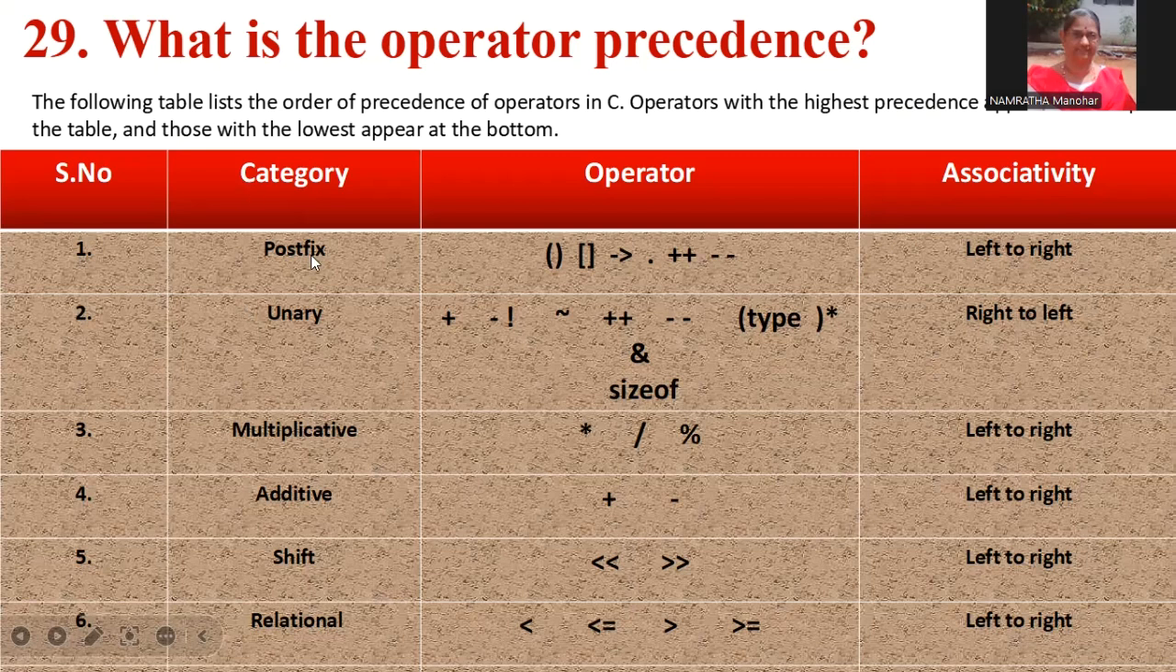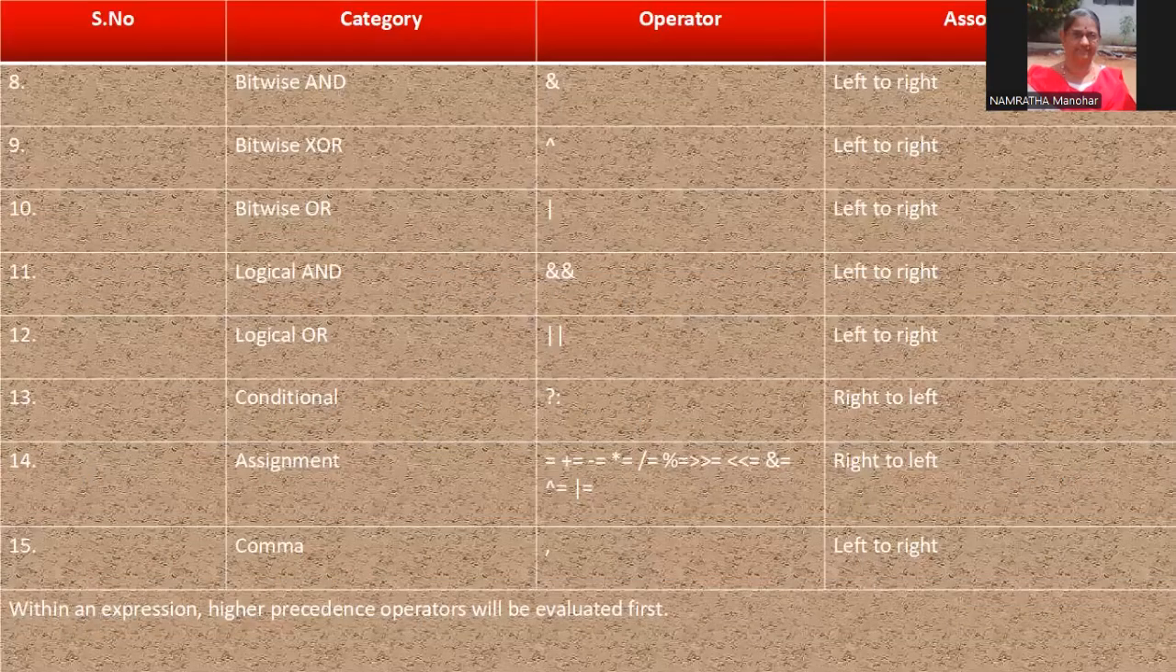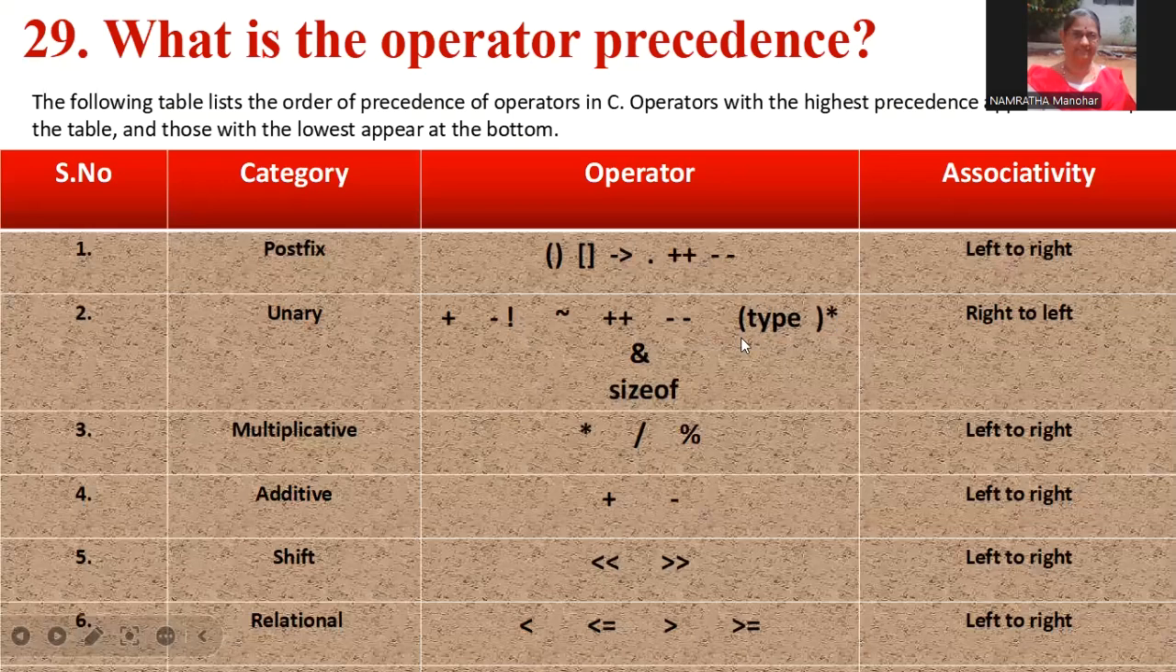So we have the category postfix. You have the various brackets, then arrow, dot, plus plus, minus minus, and this is evaluated left to right. Now what are all these? We will see subsequently in our examples. Now unary operators: plus, minus, exclamation mark, tilde, plus plus, minus minus, type cast, asterisk, ampersand, sizeof. They are evaluated left to right.